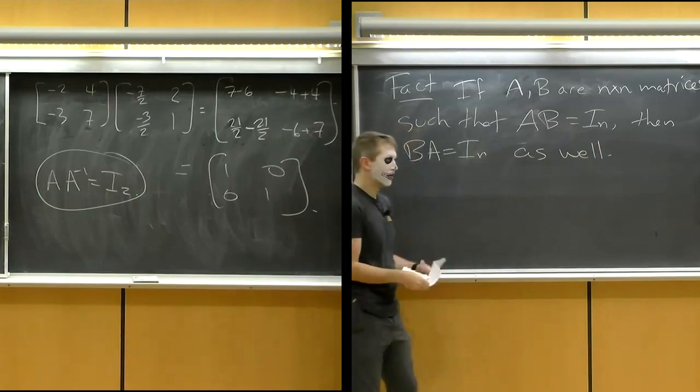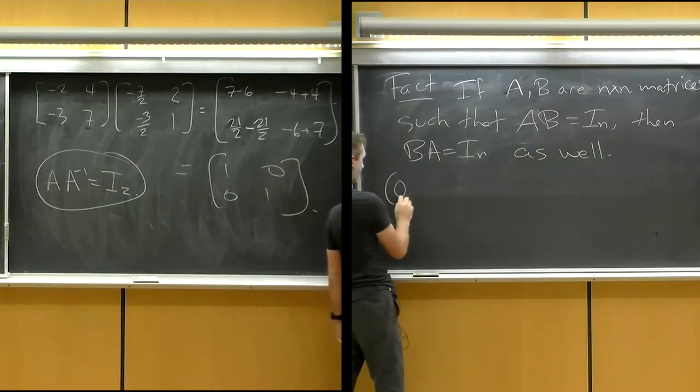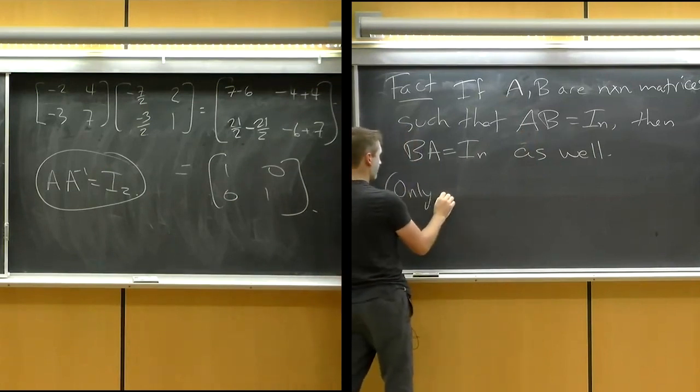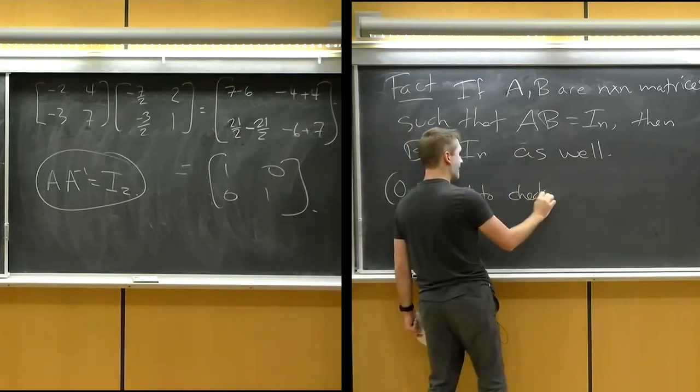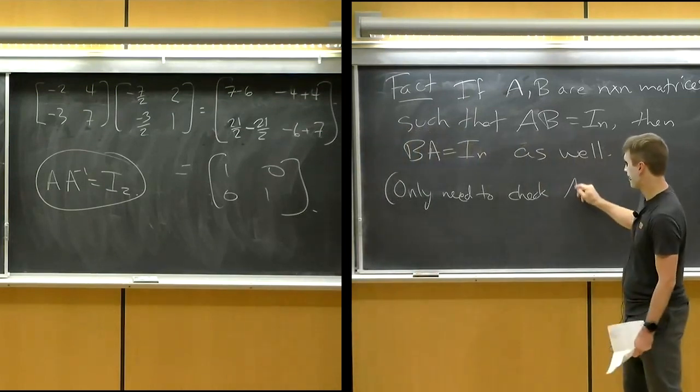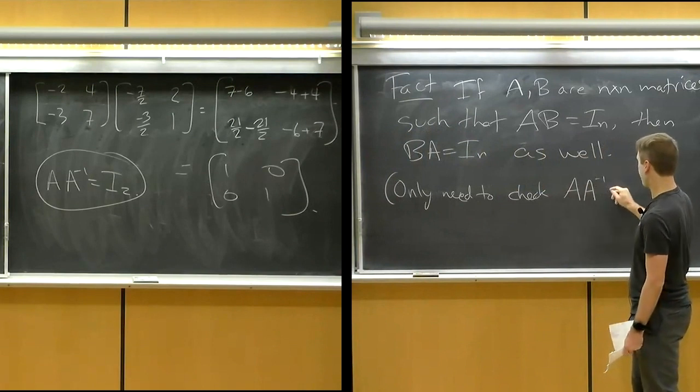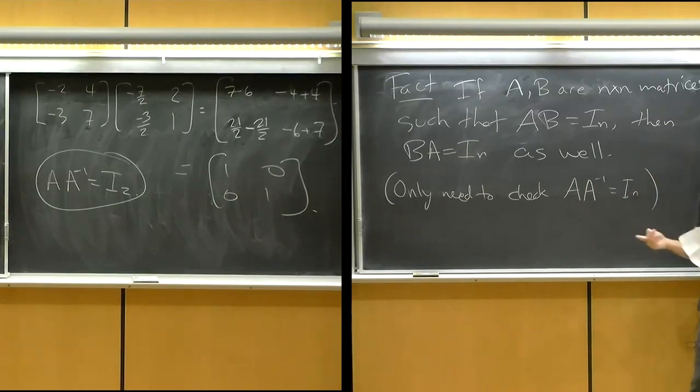So if you're given two matrices and asked to check that they're inverses, you only need to check that you get this, and then the other direction just holds for free. Okay. I maybe won't go through why this is the case, but this just saves you time.